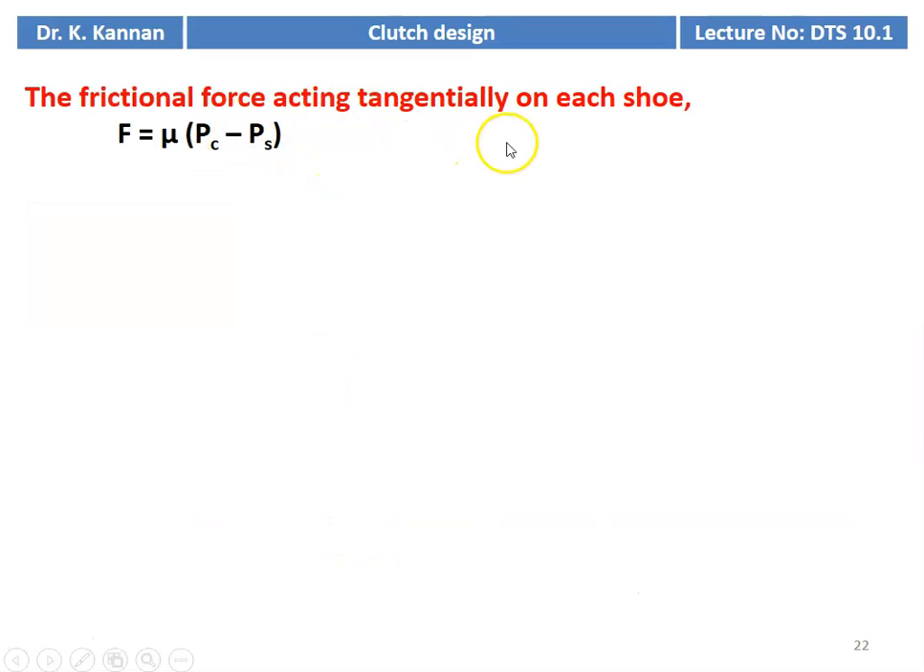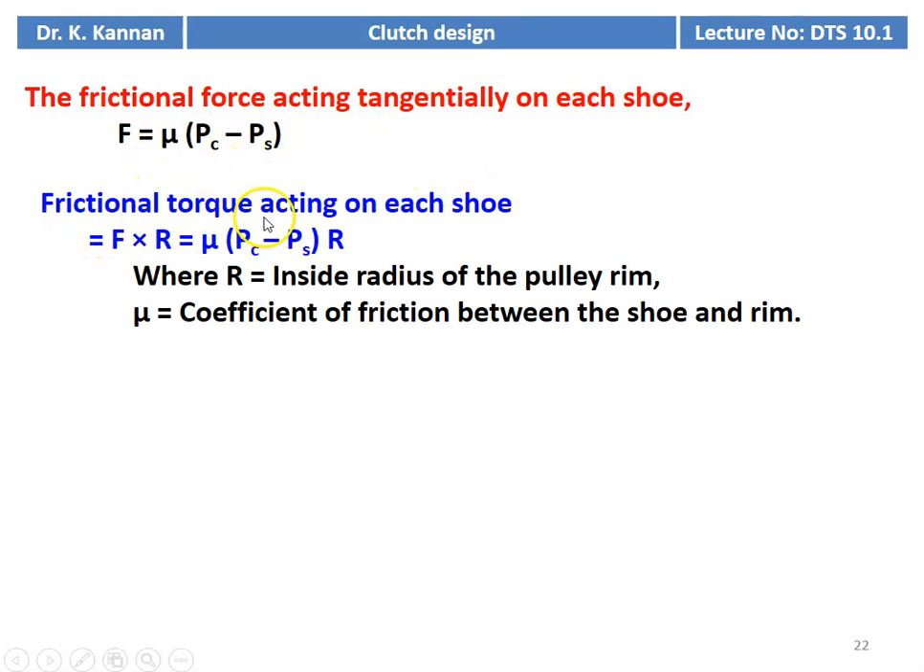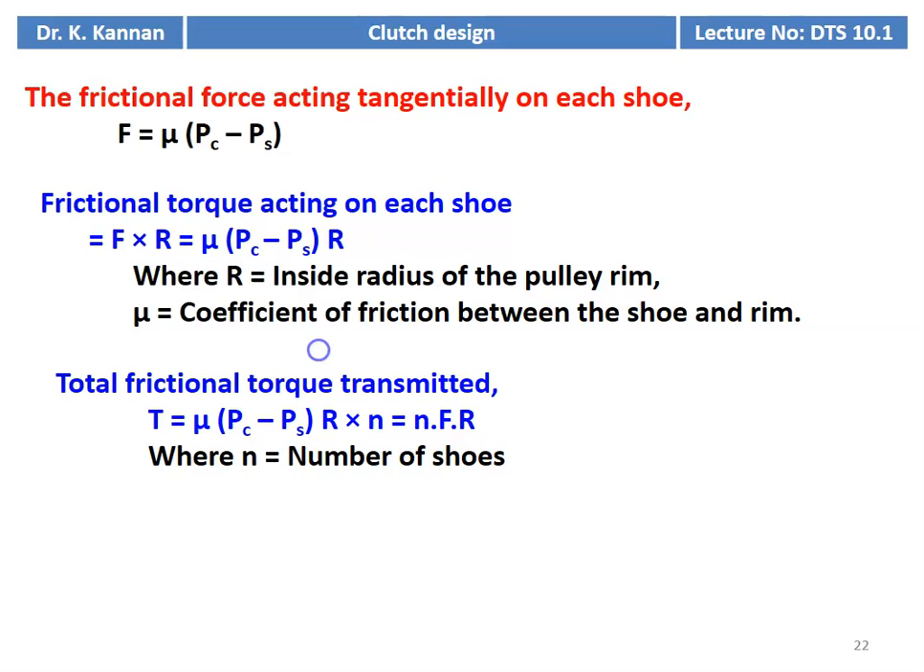Then the frictional force acting tangentially on the surface, F, equals mu into (Pc minus Ps). So the frictional torque acting on each shoe is equal to F into R, so mu into (Pc minus Ps) into R, where R is the inside radius of the pulley rim and mu is the coefficient of friction between the shoe and the rim. And the frictional torque transmitted, T, equals mu into (Pc minus Ps) into R into n. So when you have n number of shoes, it is n into F into R, where F is the frictional force, R is the radius and n is the number of shoes.